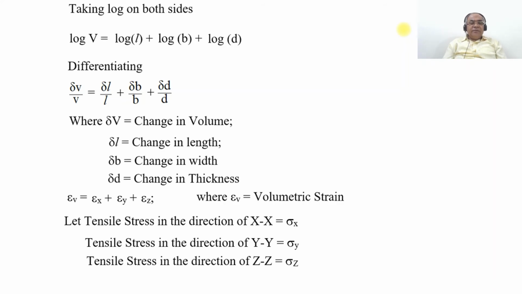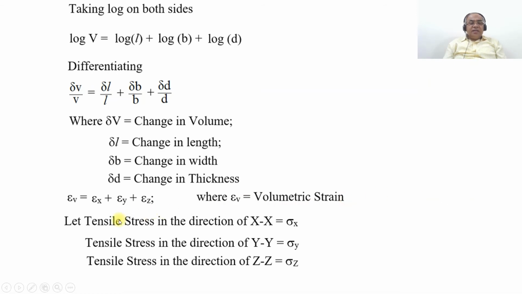So delta V by V is nothing but epsilon V. Delta L by L will be equal to epsilon X, plus delta B by B is epsilon Y, plus delta D by D is epsilon Z. So therefore epsilon V equals epsilon X plus epsilon Y plus epsilon Z, where epsilon V is the volumetric strain.